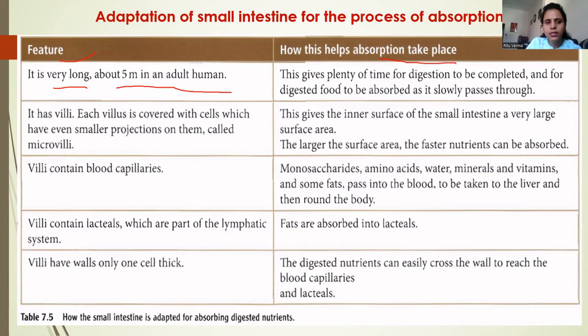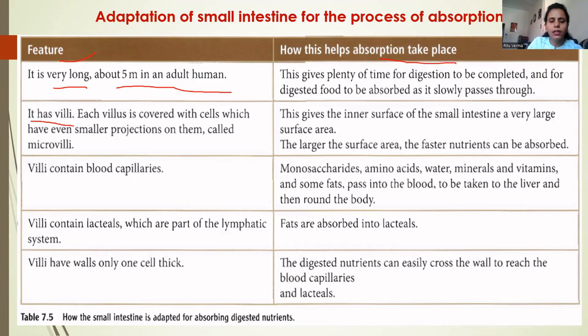As the small intestine is very long, about 5 meters in an adult human, this gives plenty of time for the digestion to complete. And after the process of digestion gets completed, the digested food can be easily absorbed. Why? Because the digested food passes down through the small intestine slowly, as the small intestine is very long, about 5 meters in an adult human. Then we have discussed this already in the previous video.